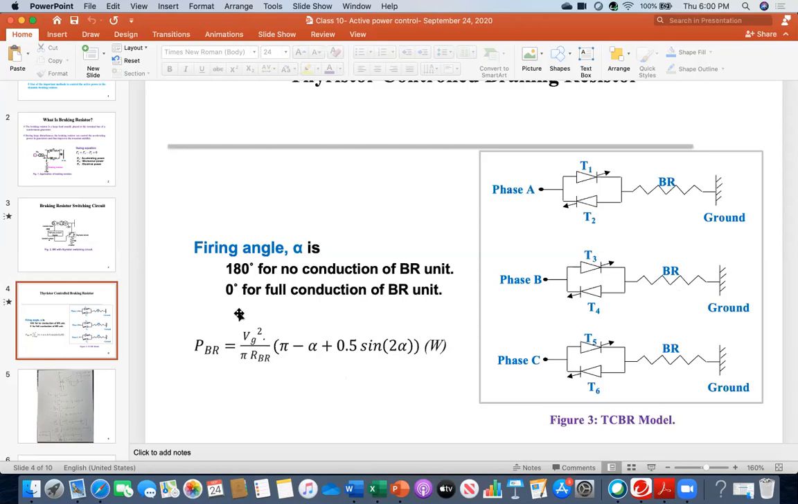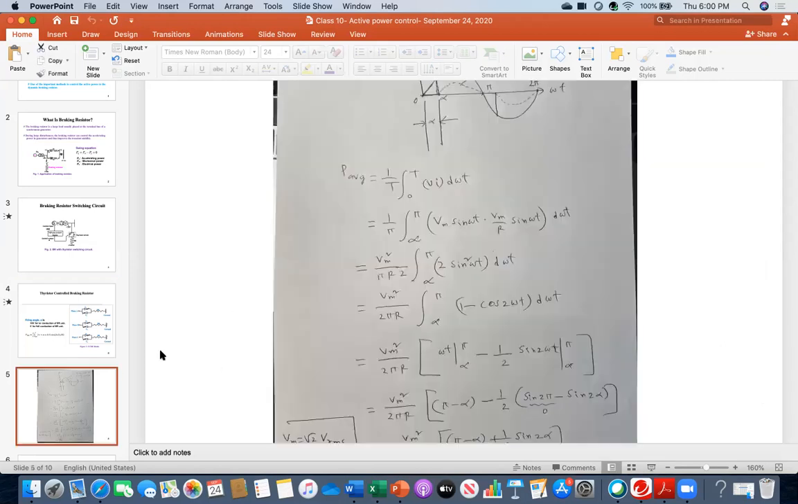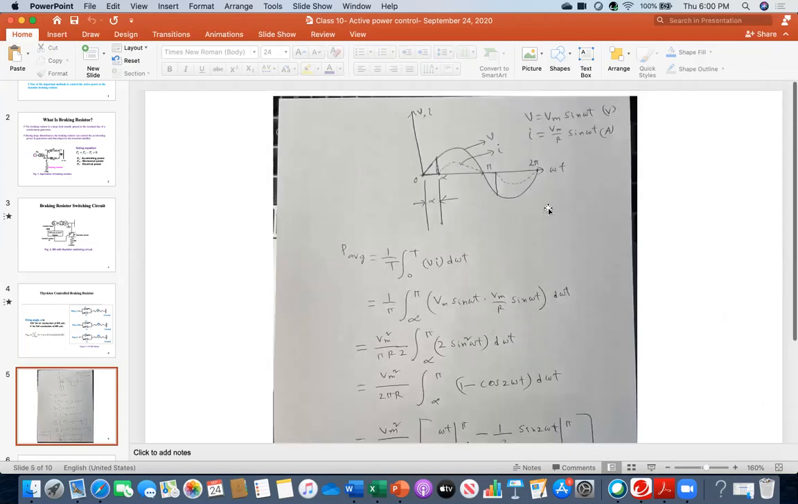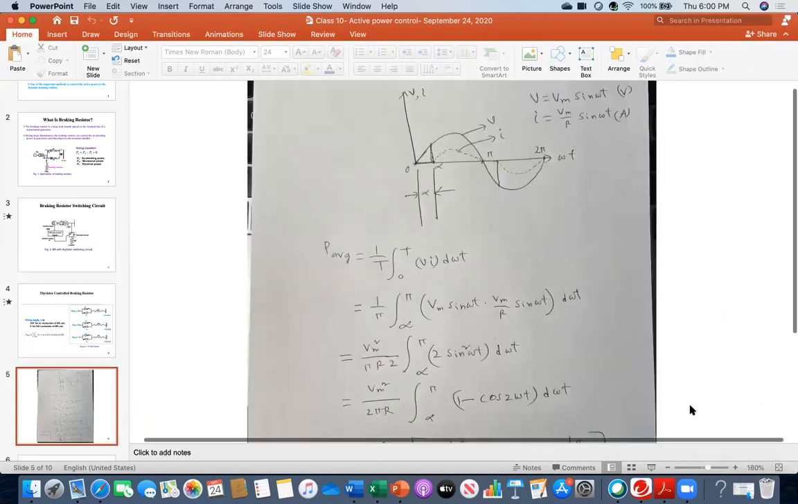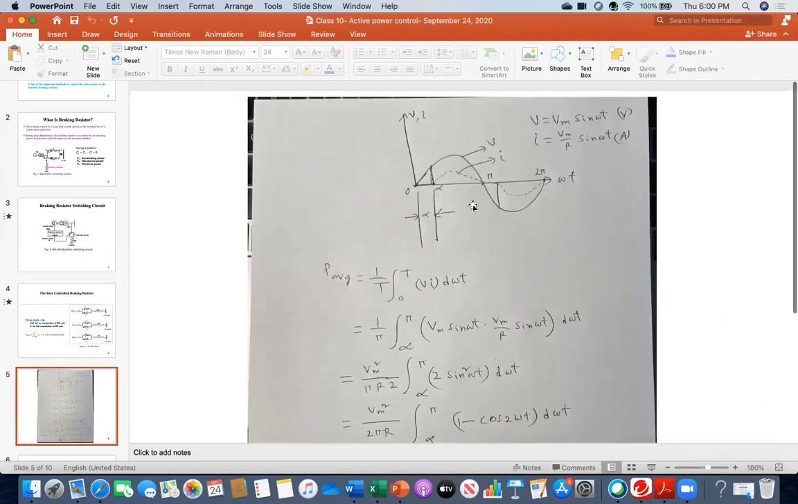Now, how I got this equation, I have made a derivation for you. Everybody see, for example, at the point where the breaking resistor is connected, I am looking at the voltage and current profile. I have assumed V equals Vm sine of omega t. And what will be the I value? I is Vm over R, right? Because there is resistance, Vm over R, then sine omega t. And then I am just showing the plotting. This is the omega t axis and this is voltage or current.